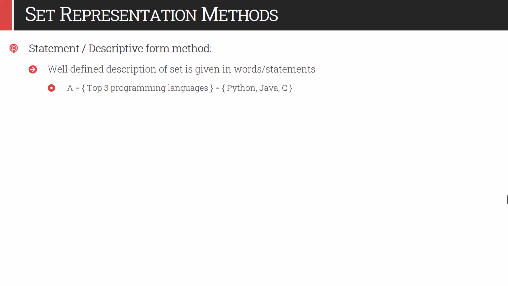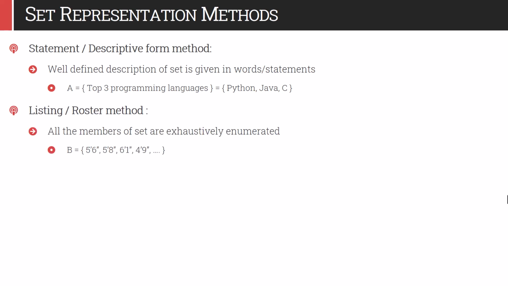Let's talk about various methods for representing or writing the sets. The very simple method is a statement or the descriptive form method. Well-defined description of set is given in this method. So many times mathematically we cannot write the set, or we cannot represent the set based on certain characteristic. So we can give the statement or the descriptive form of the method. For example, A is equal to top 3 programming language, which might be Python, Java, C, etc.